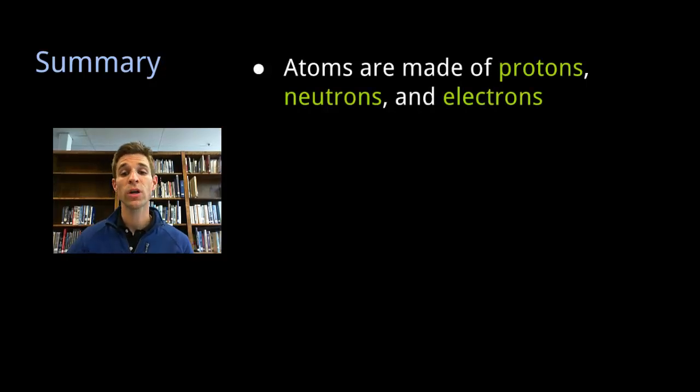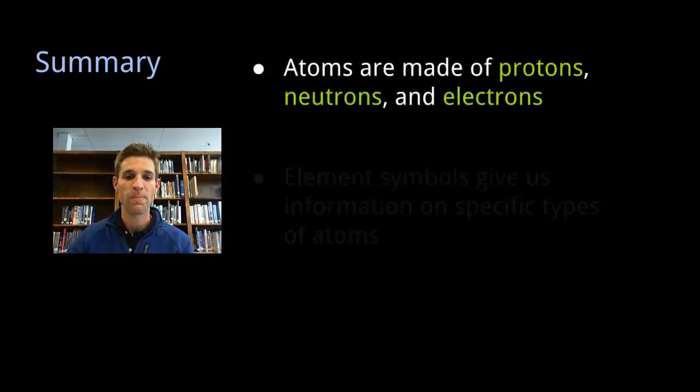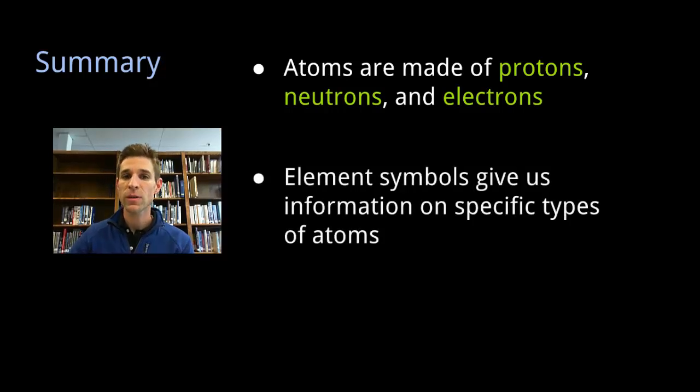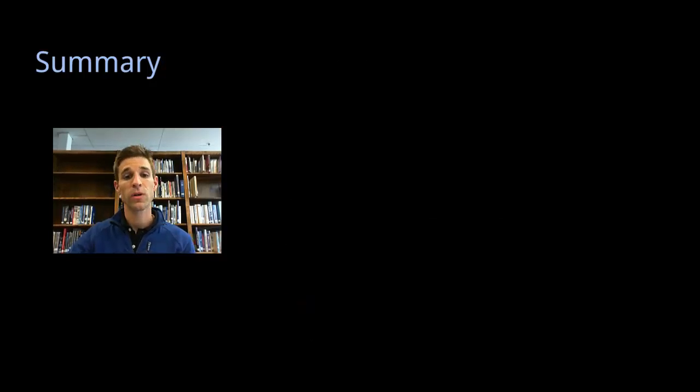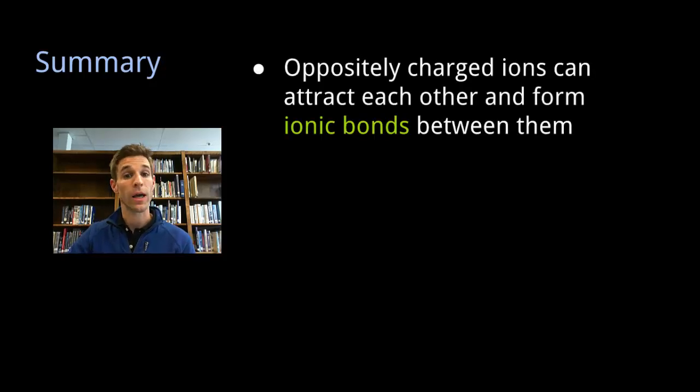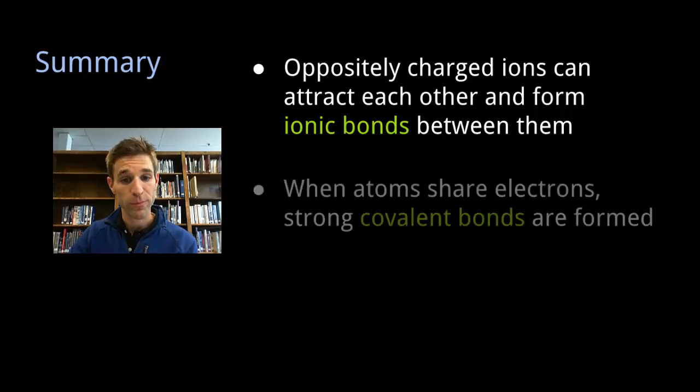First of all, atoms are made of protons, neutrons, and electrons, but I bet you already knew that. Secondly, our elemental symbols from the periodic table give us information about specific types of atoms. You can find out the number of protons and electrons and neutrons by examining the symbol from the periodic table. Also, ions are atoms that have gained or lost electrons, and we use sodium as an example and also chlorine as an example. And when sodium and chlorine get together, they get together with an ionic bond. Because the ions form, they attract each other, and they form an ionic bond, and so we would say that NaCl, or salt, is an ionic compound.